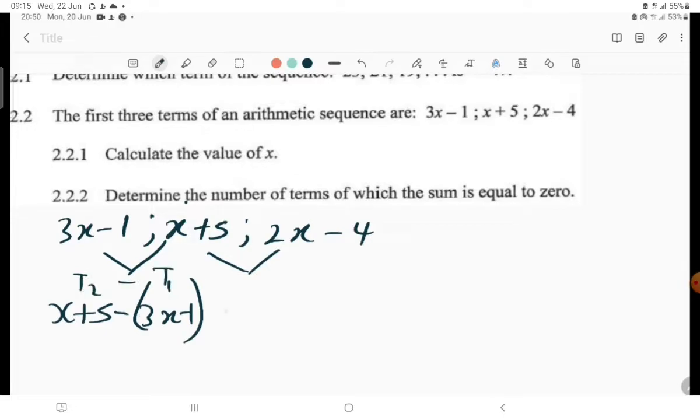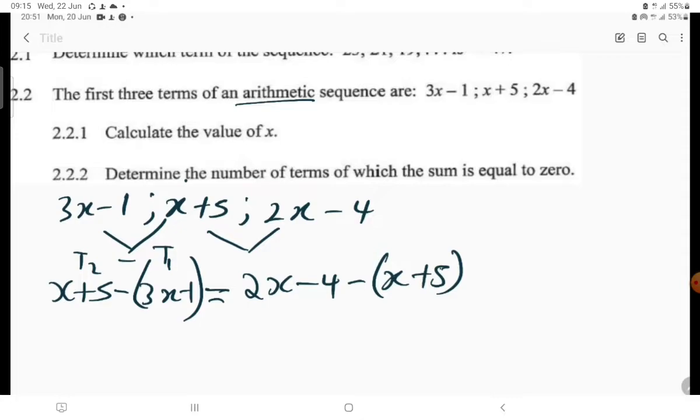Then therefore we know that term 2 minus term 1 is equal to term 3 minus term 2, if the pattern you're dealing with is an arithmetic sequence. So term 3 minus term 2, then you open the brackets when you subtract the binomial terms. So we are having this one.